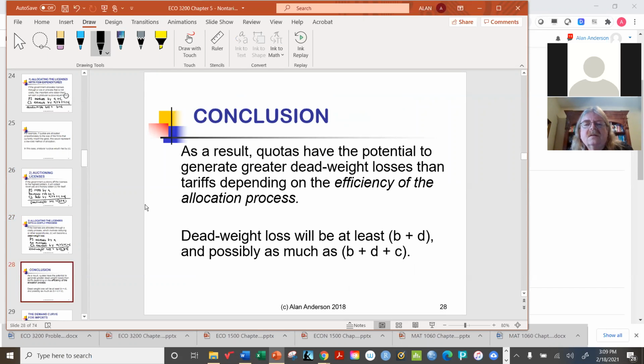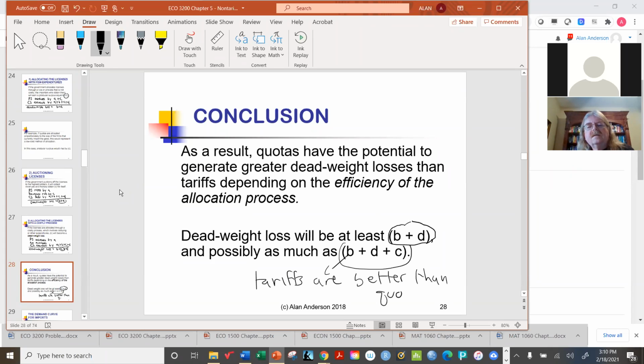So finally, quotas have the potential to generate greater deadweight loss than tariffs, depending on how the quotas are allocated. So in other words, the best case scenario is that quotas will be just as bad as tariffs because the deadweight loss will only be B plus D, the blue triangles again. But if things aren't going well, if we have a very cumbersome process by which we allocate the licenses, we could end up with even more deadweight loss, in which case tariffs are better than quotas in that case. Up here, tariffs are equal to quotas in the sense that they do the same amount of destruction to consumer surplus.